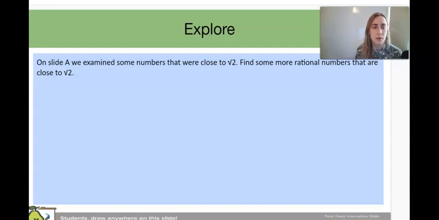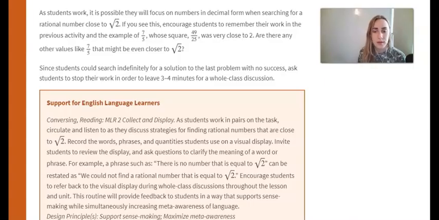And this is an example of something that you could do asynchronously or synchronously, and it's using the math language routine collect and display. So above the section on our math language routine to collect and display, this is just another note to keep in mind when you're facilitating this lesson.